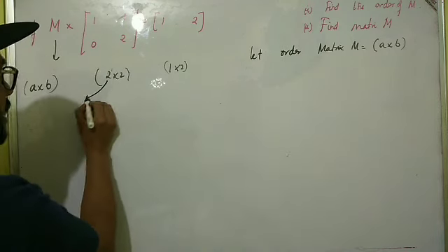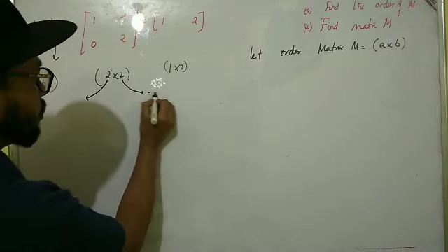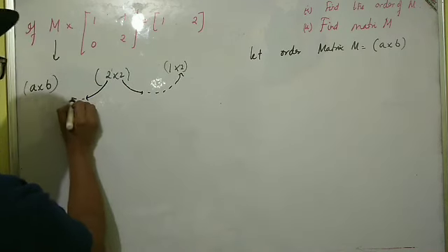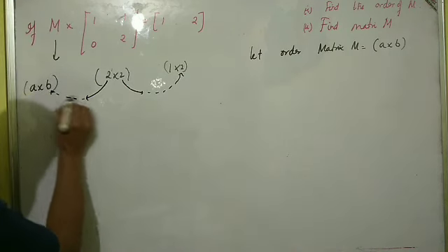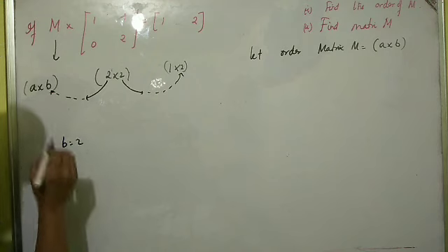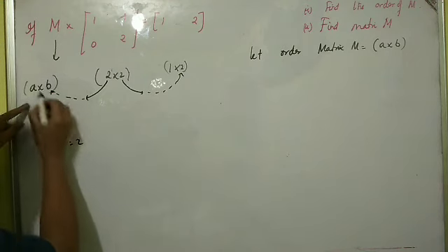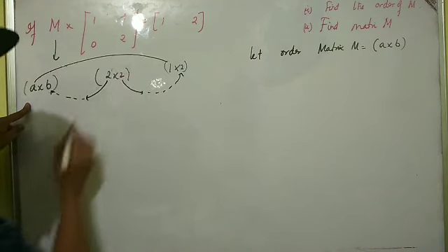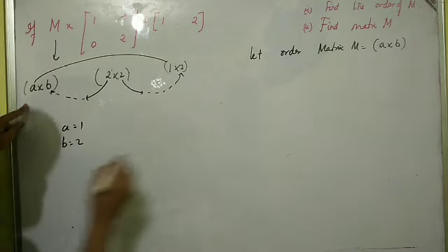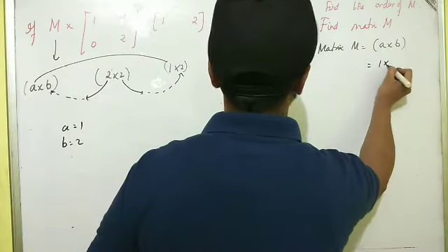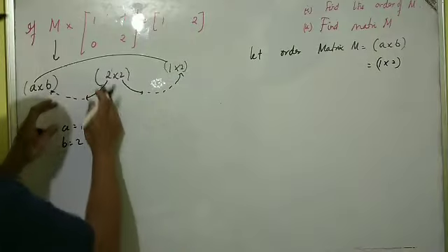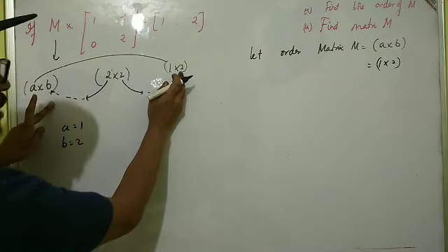Now this is on the left hand side and this is on the right hand side. Now where will it go? Last value. Now the value B is equal to 2. What is the value of A? What are the remaining values? A and 1. So the value of A is 1. So the order of this matrix is 1 cross 2. Clear? So this will go left hand side, this will go right hand side.